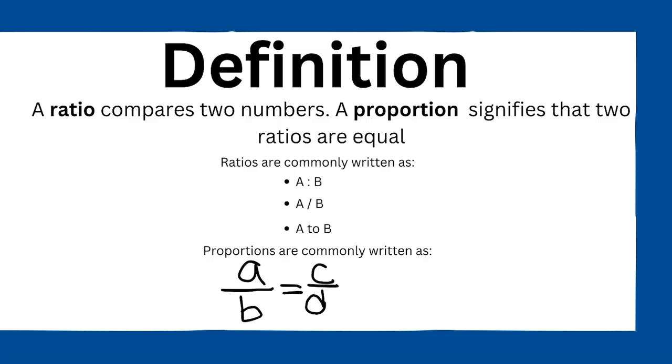Proportions are commonly written as A over B equals C over D. Just know that when we are actually solving, the letters will take the place of real numbers. These are just placeholders of how we set up the equation.